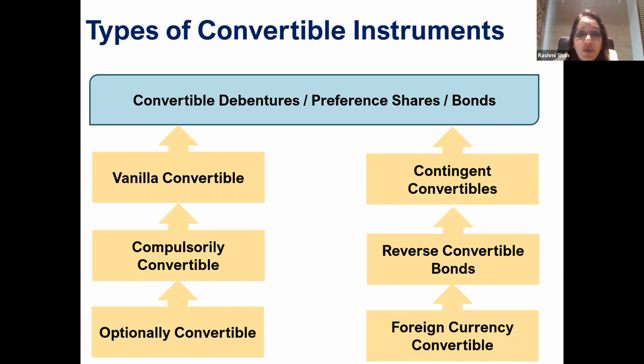The last one, commonly considered, is a foreign currency convertible bond. They are basically bonds whose face value is issued in a currency different from the issuing company's domestic currency. So they are generally called FCCBs, or foreign currency convertible bonds.